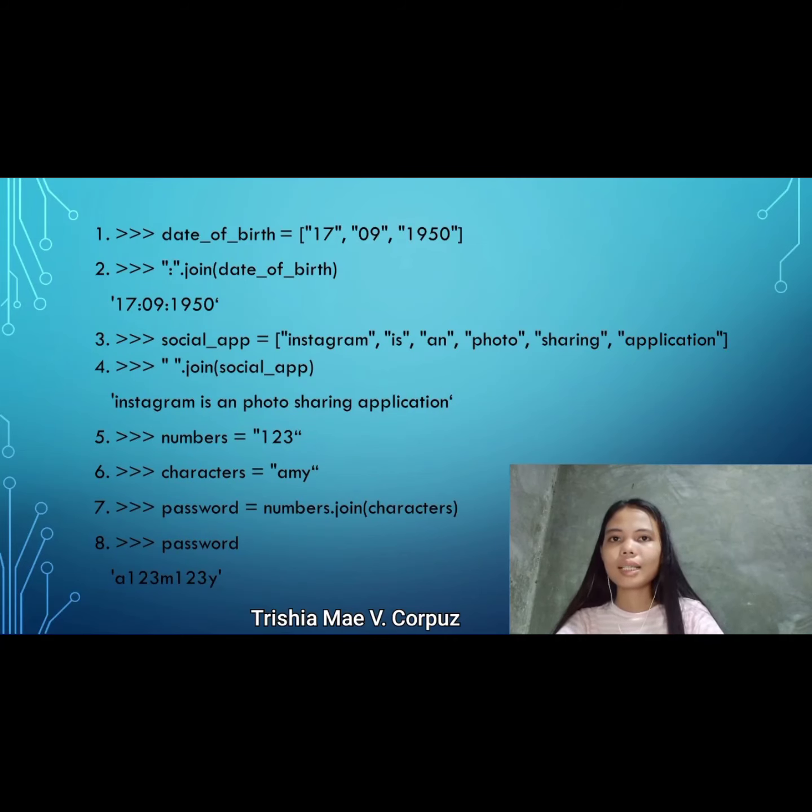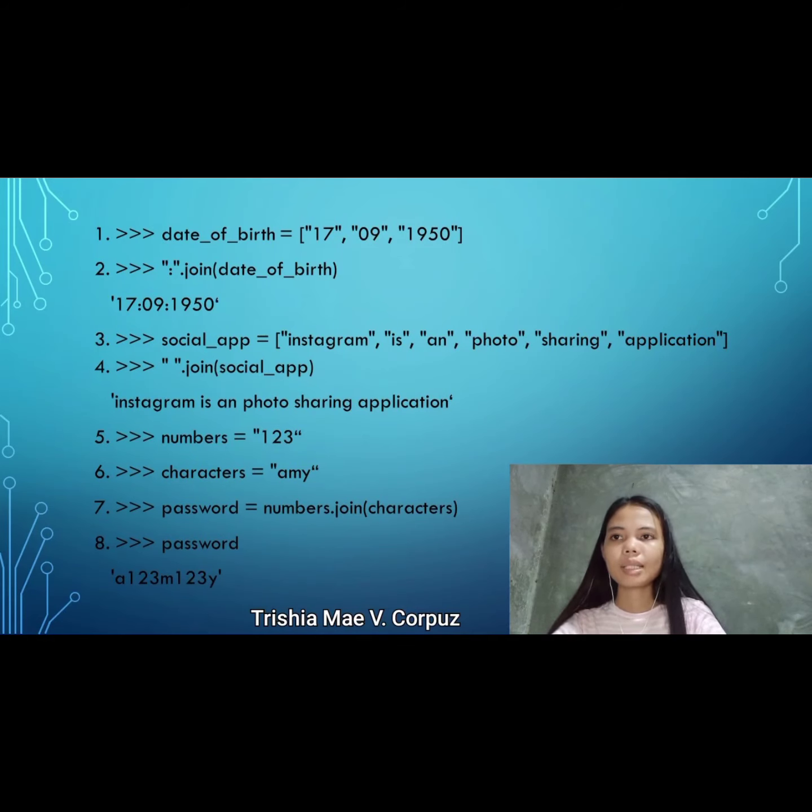Doon naman sa social_app list variable, string type din lahat ng list item dyan. Ang ginawa ng join method, in-ensure niya na may blank space sa pagitan ng bawat list item sa social_app. Tapos, dinisplay niya yung concatenated string. Kaya makikita niyo na sa Instagram is an photo sharing application. May blank space siya sa number 4.